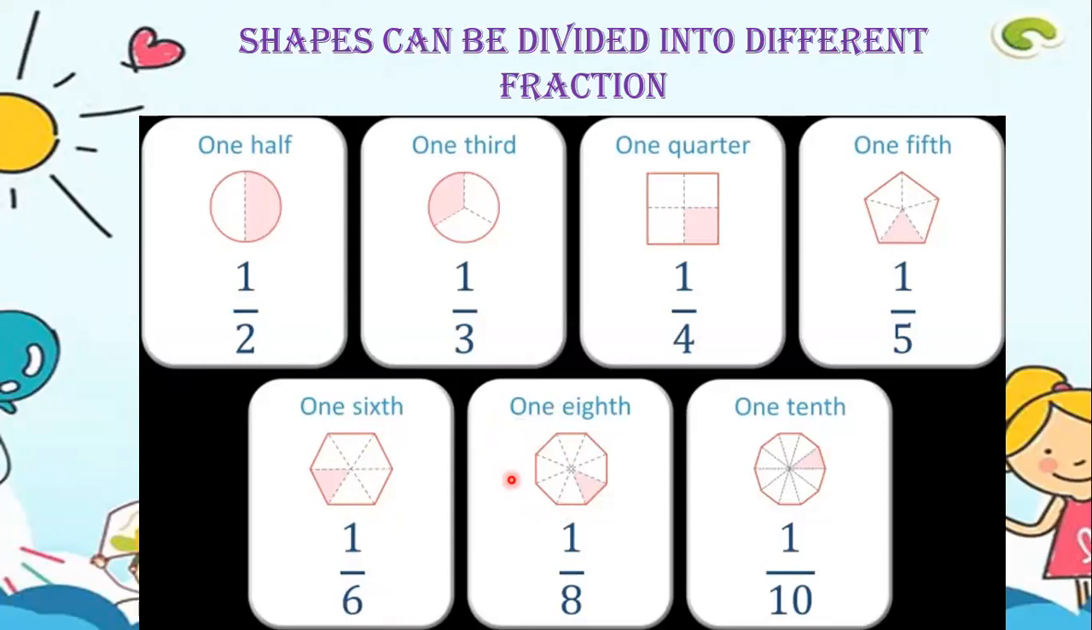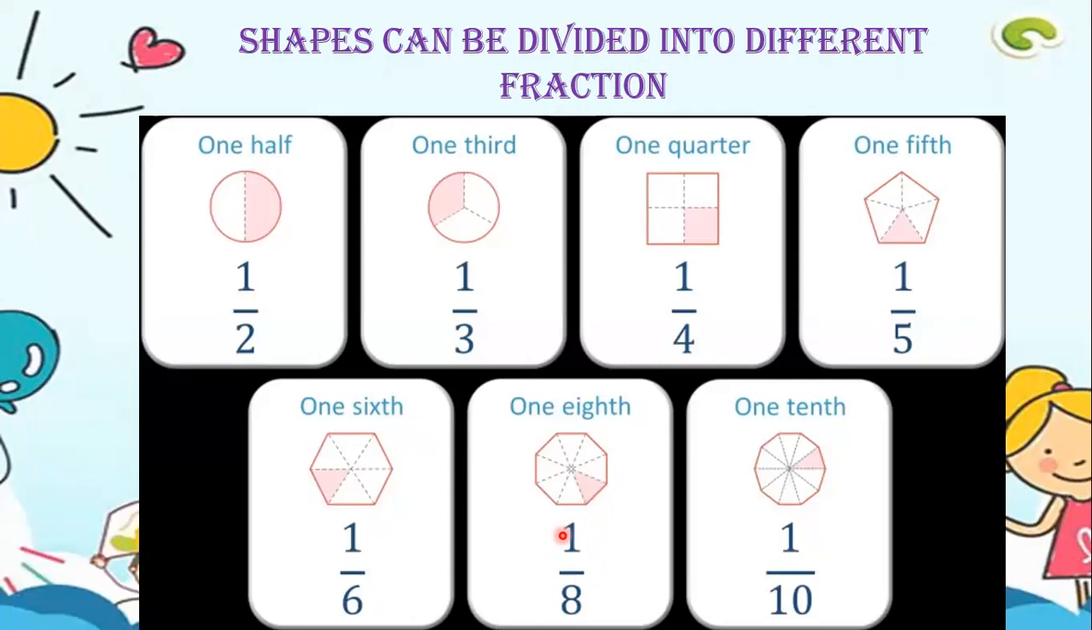Here in this shape, octagon, the octagon has been divided into 8 equal parts. That's why we have written 8 in the denominator, and one part is shaded. So that's why in the numerator place we have written 1. If there are 2 parts shaded, we will write 2. In the same way, if 3 parts are shaded out of 8 equal parts, we will write 3 upon it.